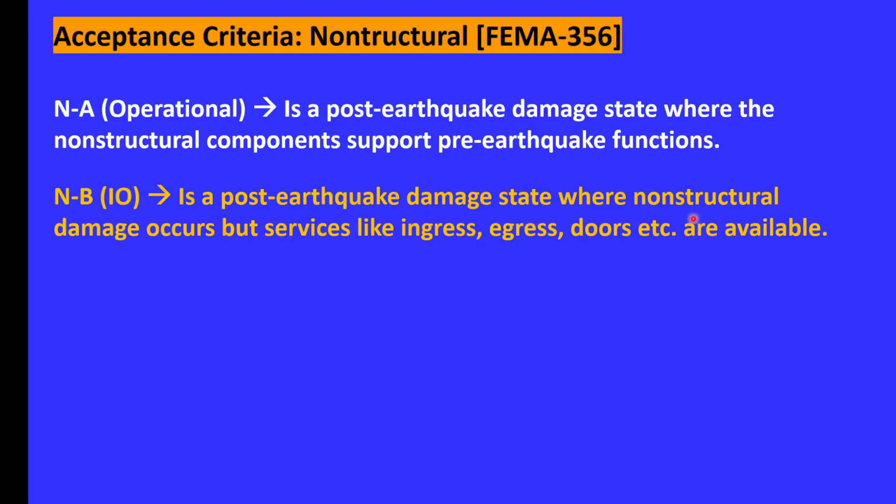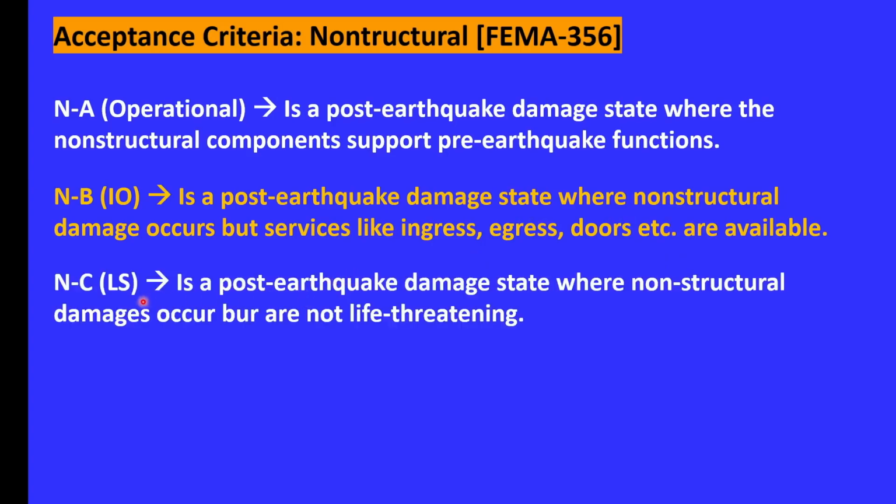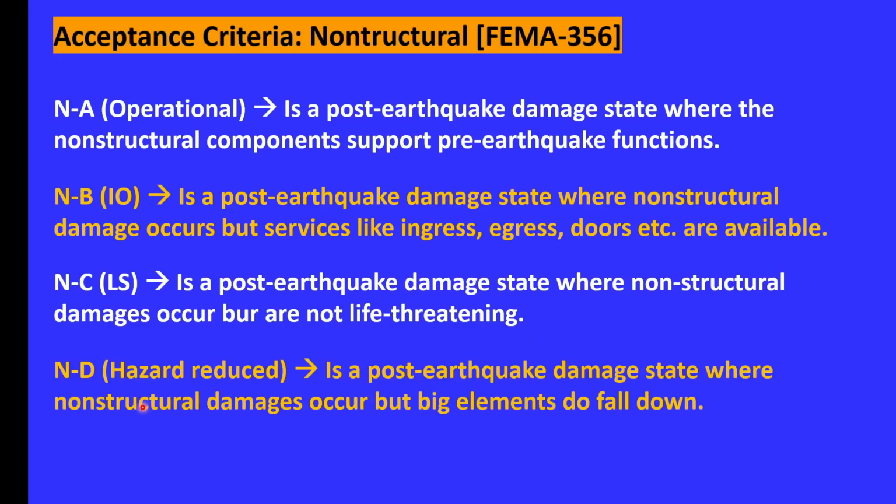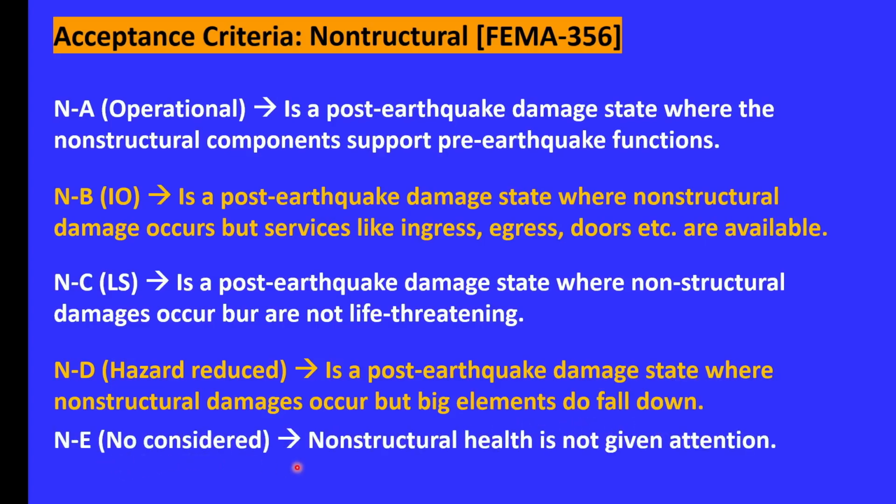It is a post-earthquake damage state where non-structural damage occurs but services like ingress, that is going inside, and egress, meaning coming outside of the building, doors etc. are available. If these are not available, you cannot come out during the earthquake and you will be trapped inside the building. NC is life safety. It is a post-earthquake damage state where non-structural damages occur but are not life-threatening. ND, hazard reduced, is a post-earthquake damage state where non-structural damages occur but big elements do not fall down. NE, not considered. Non-structural health is not considered in the system.